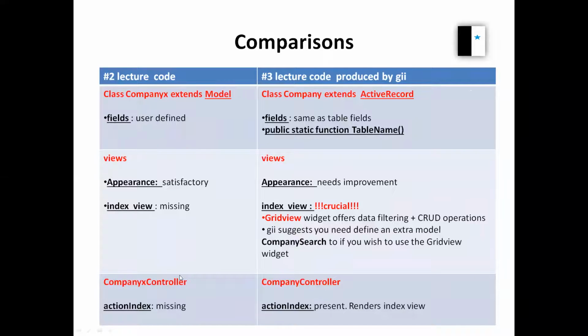Finally, comparing company X controller to company controller, the difference there is actually that actionIndex is missing, and actionIndex renders the index view. What we plan to do is to incorporate into company X all missing elements suggested by Yii in an elegant and structured way, so as to build a formal blueprint for writing models.